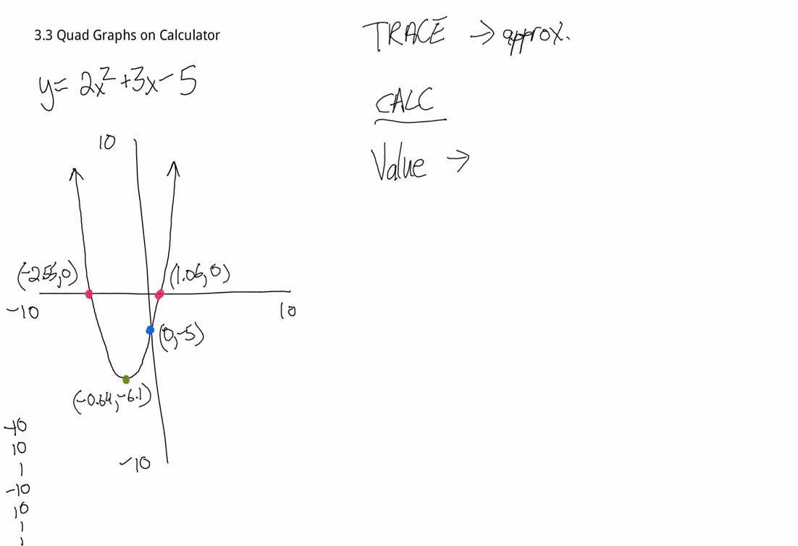So calc value, basically what that does, it lets you put in an x and gives you the corresponding y coordinate. So the only x coordinate that we know for sure is our x-intercept. Our y-intercept. We know that on a graph, the y-intercept has to have an x of 0 because it's right on the y line. So when you go to second calc value, put in 0 for x, and it gives you automatically y of -5.